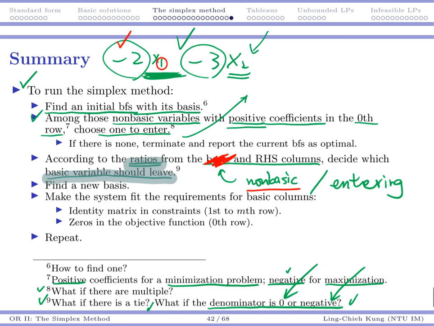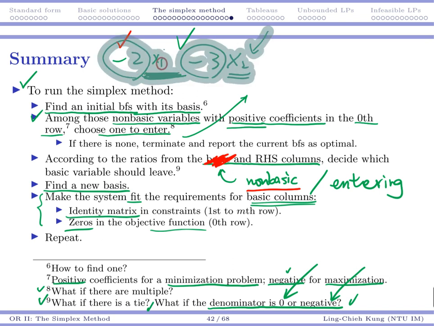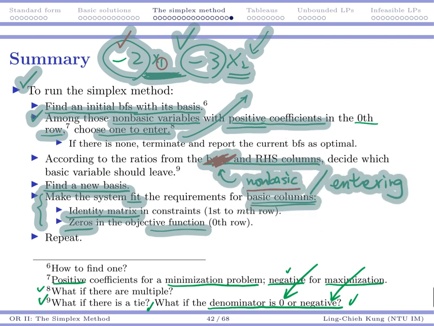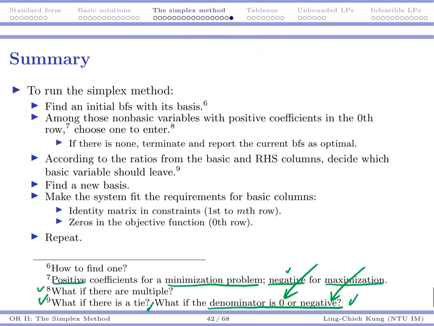So once you do all of this, we would find a new basis. And then we need to make the system fit the requirements for basic columns. We need to have an identity matrix for constraints, and we need to have zeros in the objective function. Once we fix the system with elementary row operations, we redo everything until we are done. So that's the general way of running the simplex method.